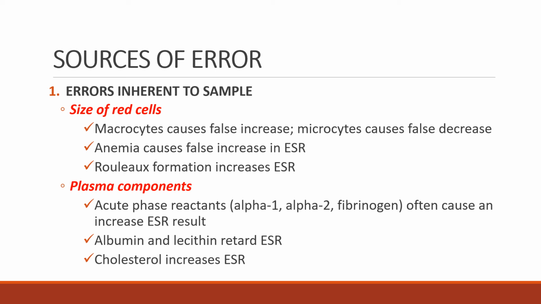The presence of your albumin and lecithin decreases the ESR result. Cholesterol levels increase your ESR result. Protein abnormalities like hypofibrinogenemia and hypogammaglobulinemia also decrease your ESR results.